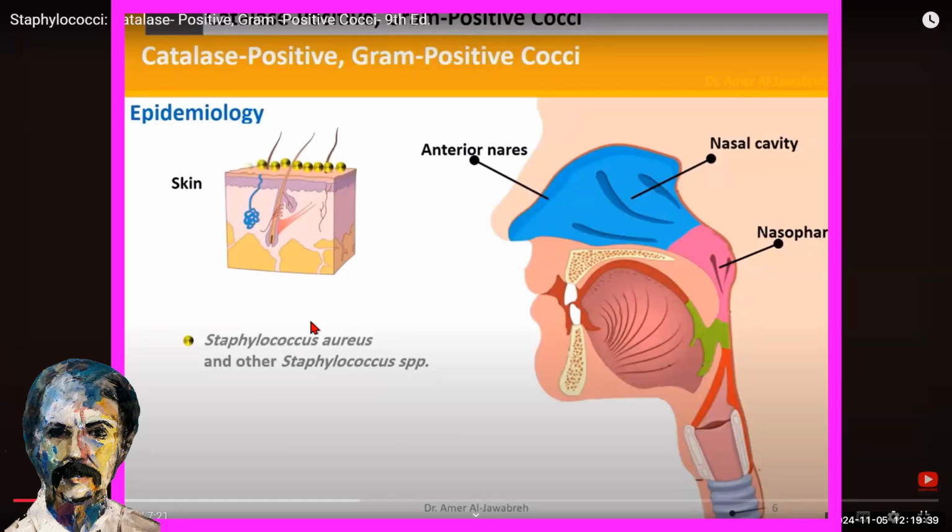Aureus means it's gold. Aureus in Greek, I think, it's gold. And staph means grape-like, clusters. So Staphylococcus, clusters of balls, spheres, that are golden in color. On the skin, inside the anterior nares, and nasopharynx in the back of your throat.